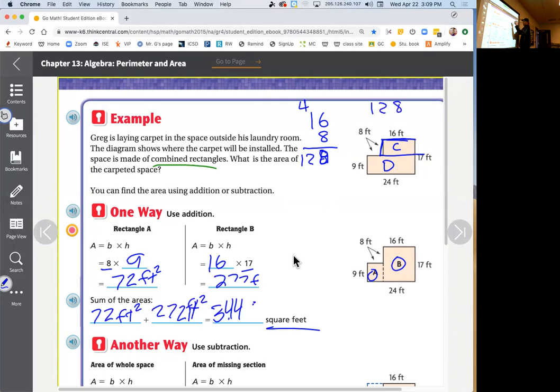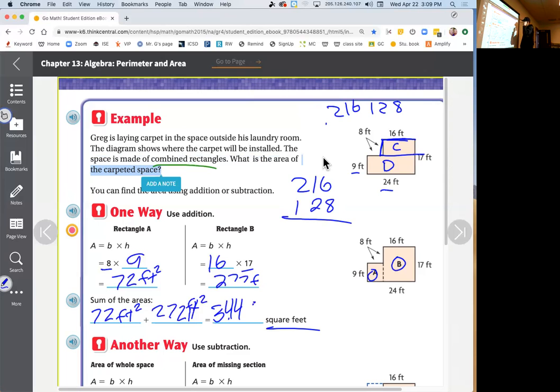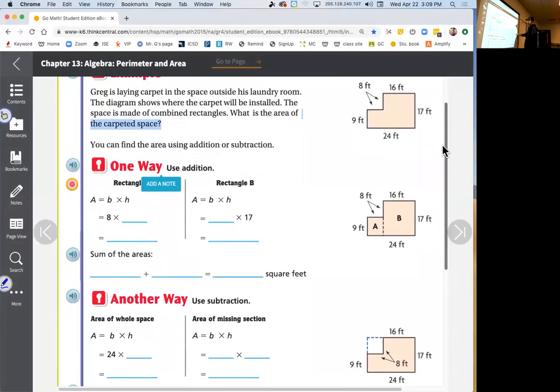I'm gonna write here, right here. And then we gotta find D, so that is 24 times 9. 24 times 9 is 36, 18, 216. I don't know where I got 221 from. All right, so now let's add 216 and 128 together, and we get 344 square feet. It's the same way, it doesn't matter. Whichever way is easier for you as you're looking at the combined rectangles.